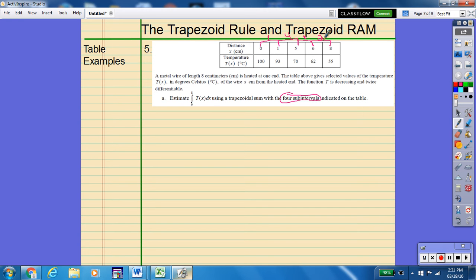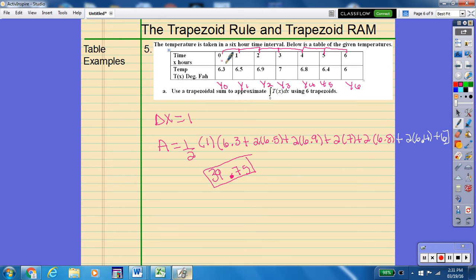So you might ask yourself, well, what do I use for delta x? Well, here's the thing. When a problem is given to you in the way that the x's are not changing in the same amount, the difference is not the same, the trapezoid rule cannot apply. So in the previous example, when they gave you the information and they asked us for six trapezoids, you could see that each trapezoid was going to have the same exact delta x.